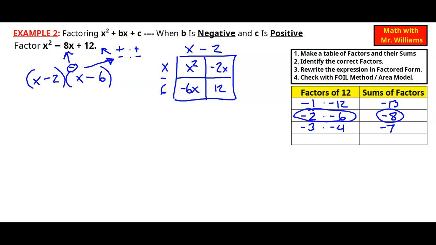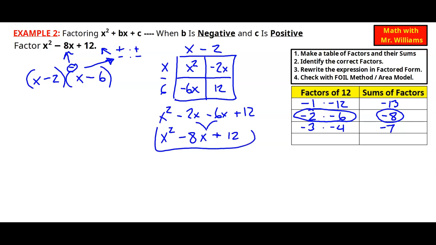Now let's add those up. X squared minus 2x minus 6x plus that 12. All right, combine our like terms. So we have x squared minus 8x plus 12. And we do arrive right back at the original expression. So our answer would be x minus 2 times x minus 6.